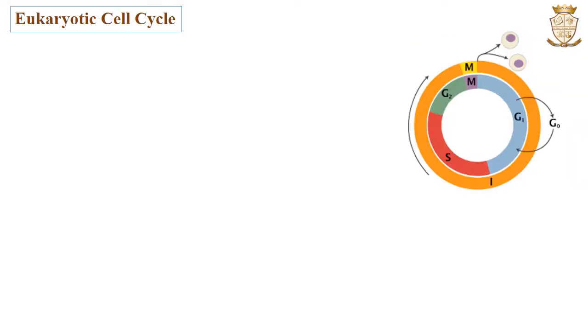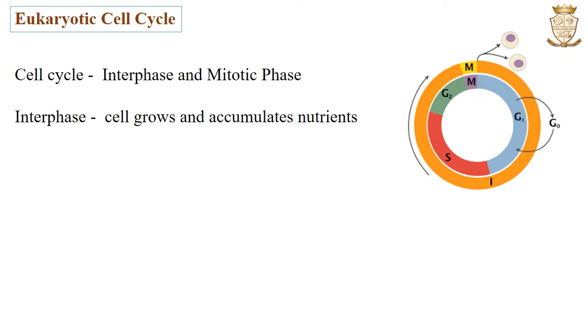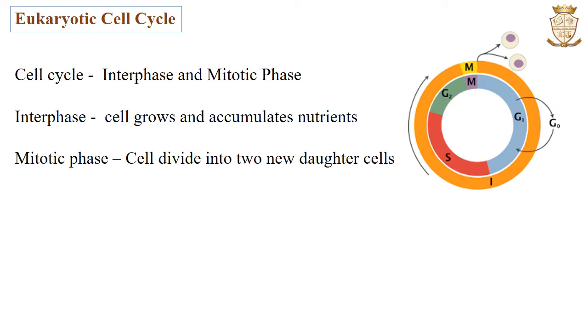Now we will discuss the eukaryotic cell cycle. In eukaryotic cells, the cell cycle is divided into two main stages, interphase and the mitotic phase. During interphase, the cell grows and accumulates nutrients needed for mitosis. Also, the cell replicates its DNA and cellular organelles. During the mitotic phase, the replicated chromosomes, organelles and cytoplasm separate into two new daughter cells.